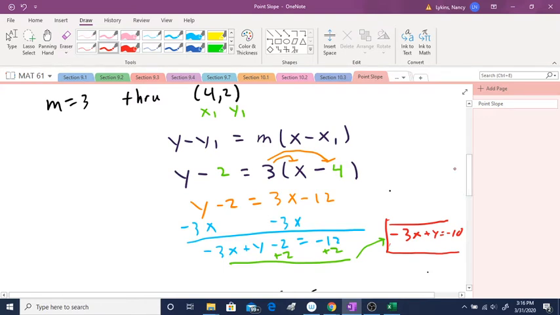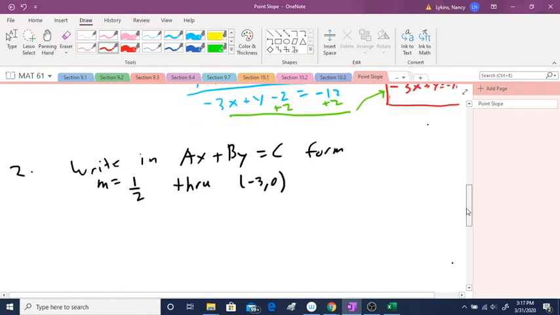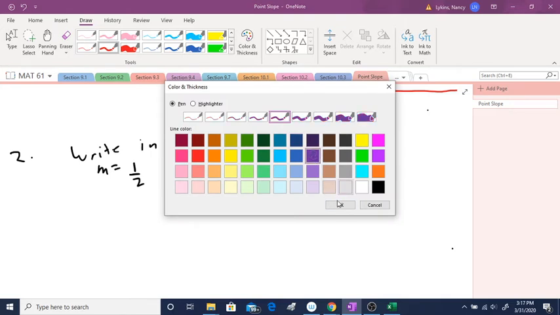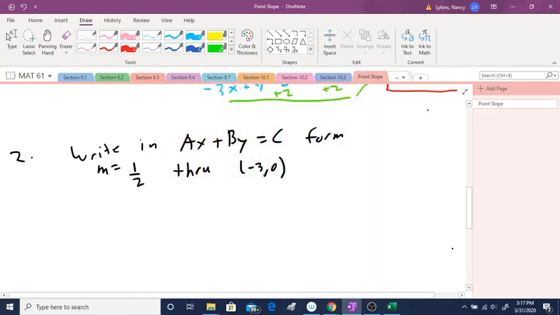Next, if you want to pause this, I want to show a second example. Give yourself some time, and then you can unpause it and see how I work it out. Okay, so the key to this is I'm still putting this in ax plus by equals c format. I'm giving my slope as 1/2, and it goes through point (-3, 0). So the (-3, 0) is my x1, y1.